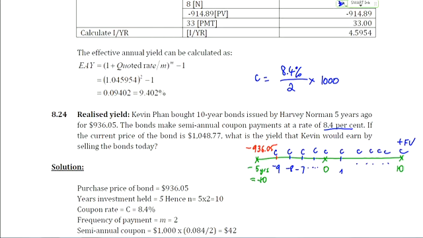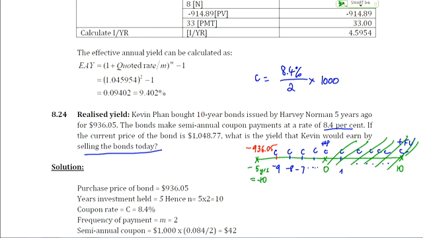Did he keep the bond to the maturity? No. He decided to sell the bond today at time 0. So it means that he will receive that coupon payment and the selling price. And after that, he didn't receive anything because he sold the bond, right? So he would not receive anything after the time that he sold the bond.